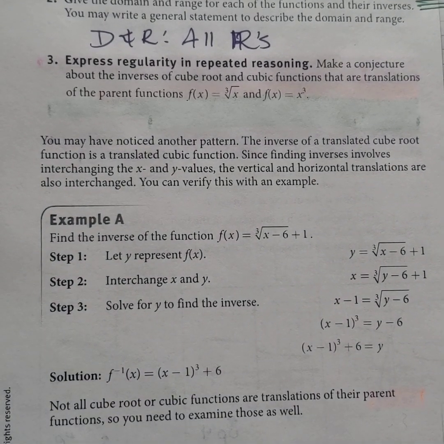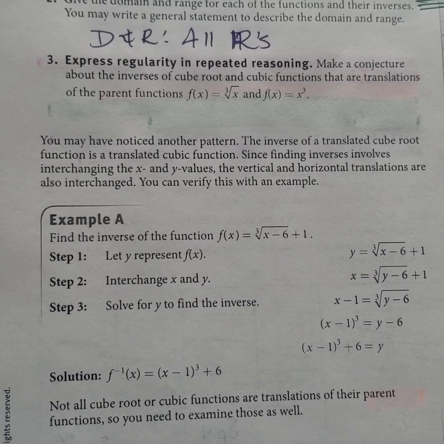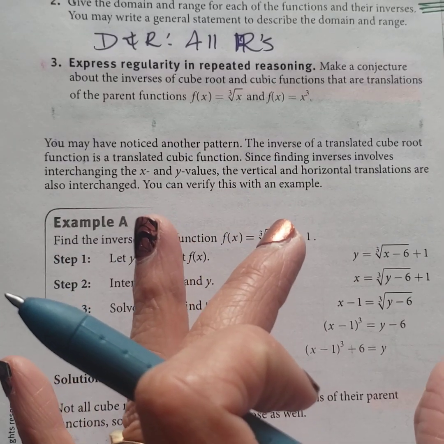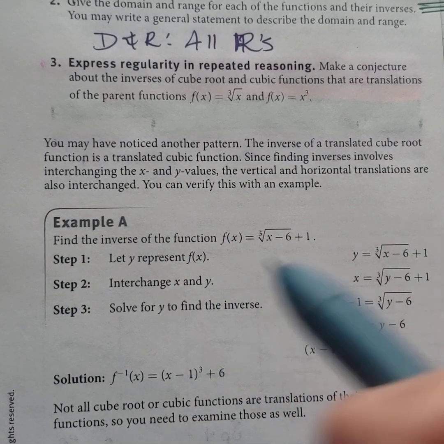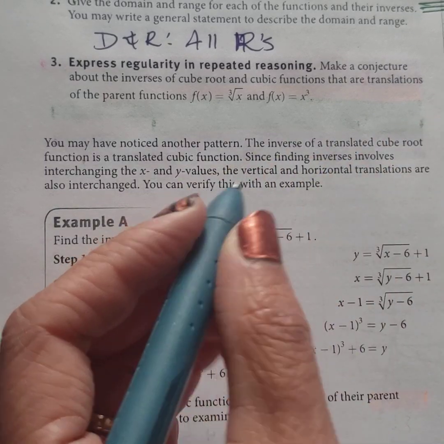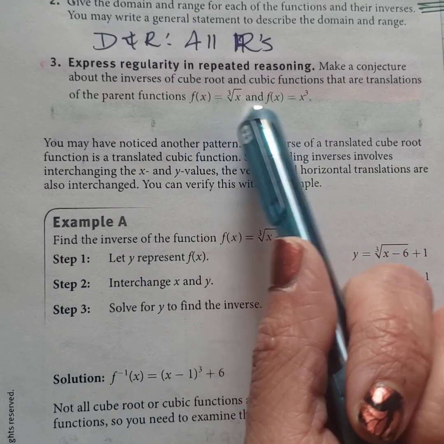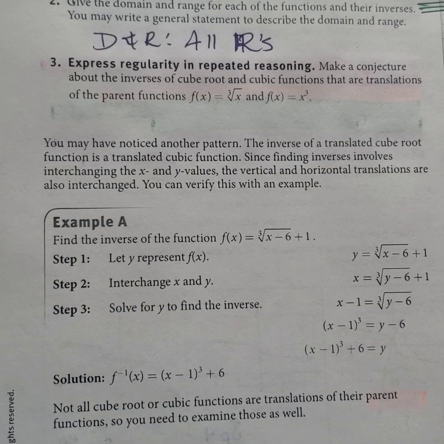Number 3, make a conjecture about the inverses of cube root and cubic functions that are translations of the parent functions, f of x equals the cube root of x and f of x equals x cubed. Okay, so while we know that their translations, their horizontal and vertical moves, were Freaky Friday, we know that when we translate them up, down, left, or right, these are still going to be inverse relations of each other. They're still going to result in functions.